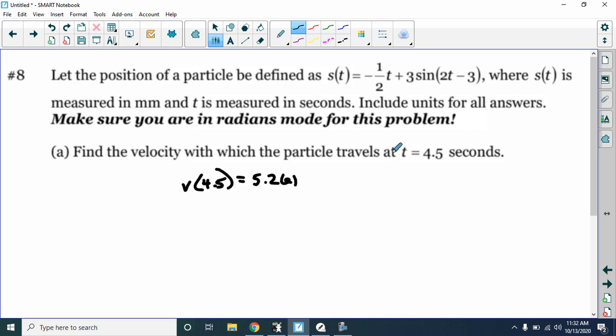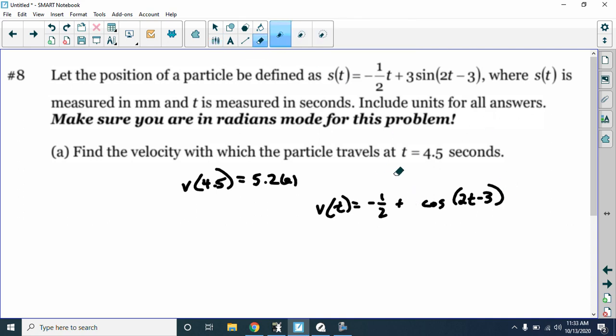Another way you could do this one is actually find the derivative. You're going to need it later anyway. So I'll show you how to do that. So v of t, derivative of this part is -1/2. Derivative of this term, I've got 3 times sine. 3 is a constant, so we don't have to use the product rule. Derivative of sine is cosine, so I have plus 3 cosine of 2t minus 3. Chain rule, times the derivative of the inside, so times 2. So multiplying by 2 is going to give me a 6 out here.